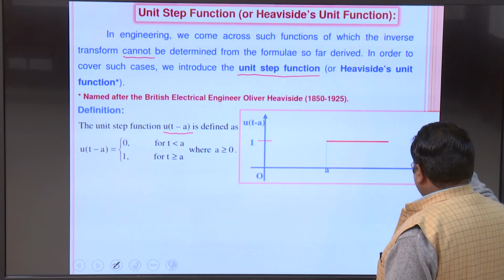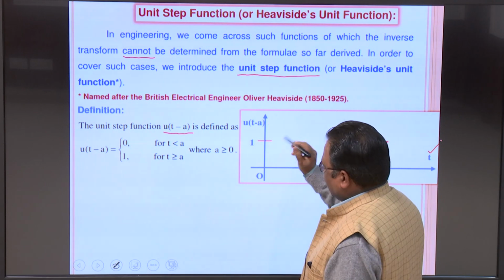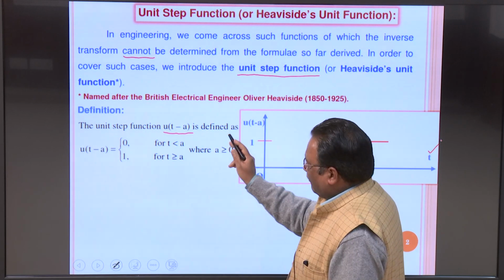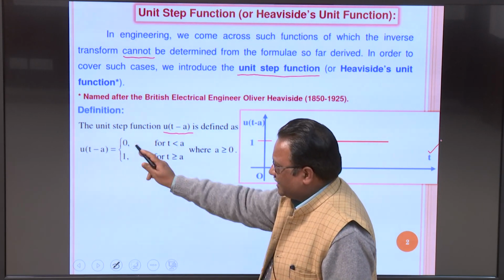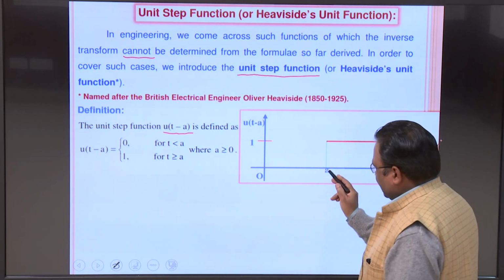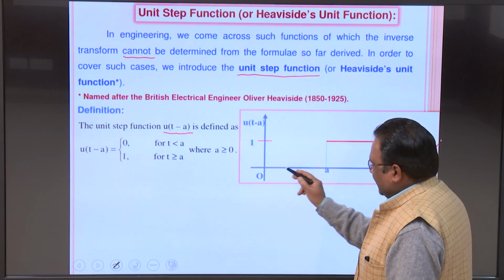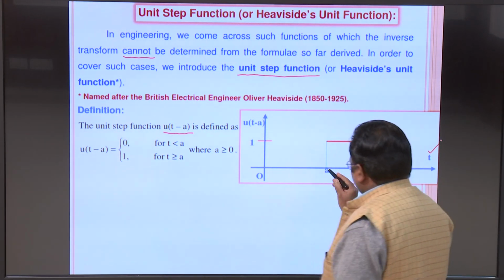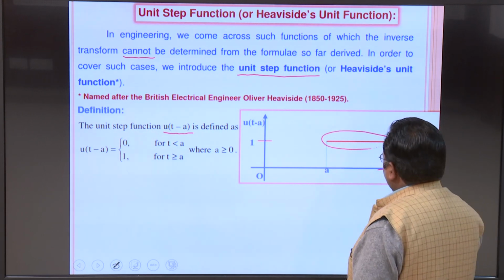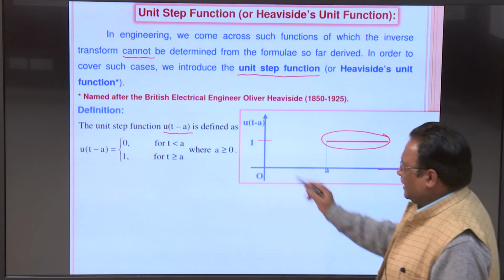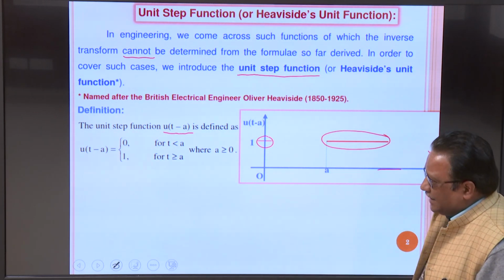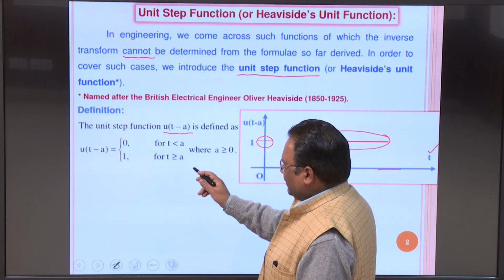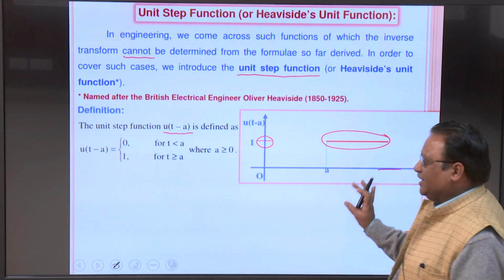So, the definition of the unit step function u(t minus a): here is the t axis, here is the u(t minus a) axis, and this is the origin. The unit step function u(t minus a) is defined as 0 when t is less than a. So, when t is between 0 and a, the value of this function is 0, and for t greater than or equal to a, this function is 1. So, u(t minus a) is equal to 0 for t less than a and 1 for t greater than or equal to a, where a is greater than or equal to 0.